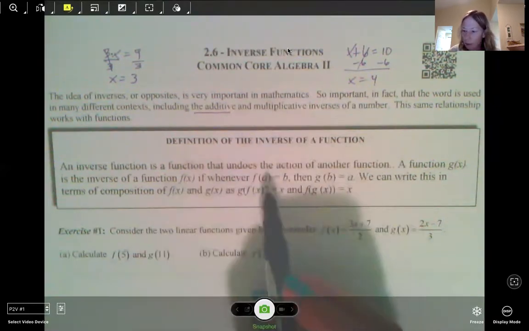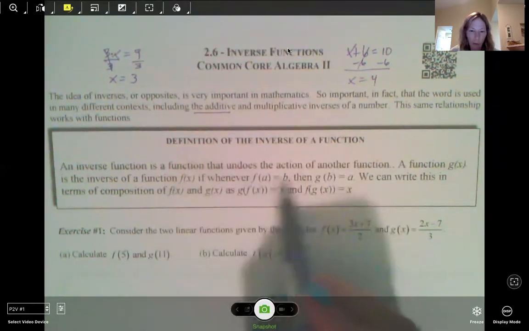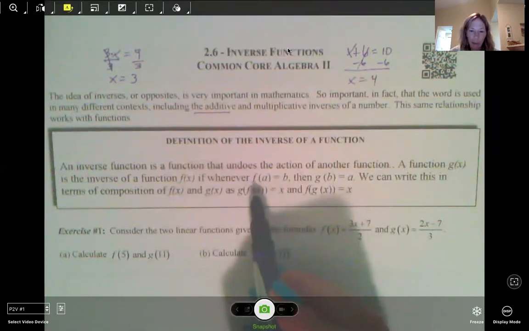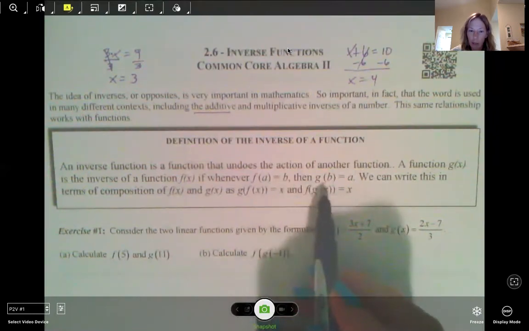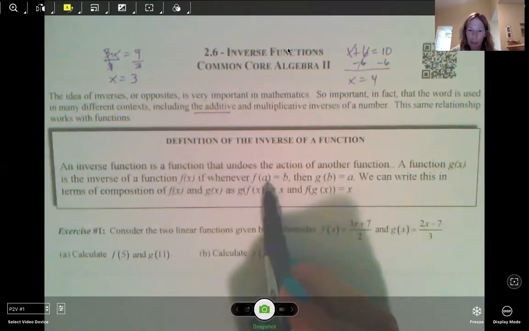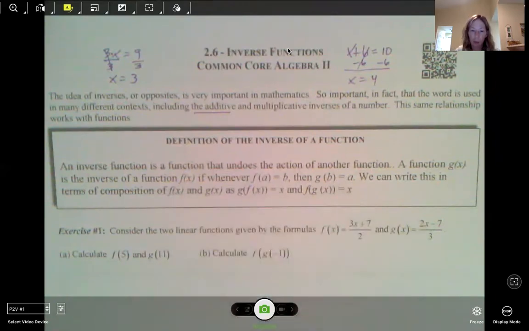So basically what this says, it probably looks like a bunch of foreign language to you guys, but if we take a function f and we have some input value x, and we get out a value b, and then we input that value into our other function, and it brings us right back to the same starting input value that we had, that's when we know that things are inverses of each other. So that's what happens when we deal with numbers.